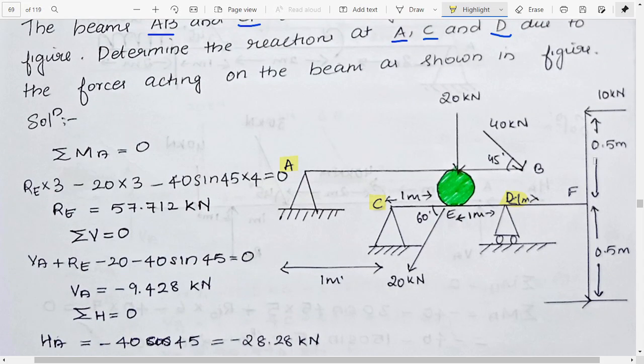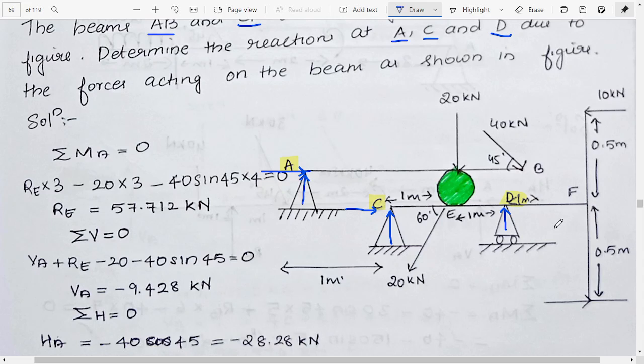So first of all, let us draw the forces acting. Here we will have a vertical force, then a horizontal force, then here also we have VC, then we have HC, and here we only have a VD.